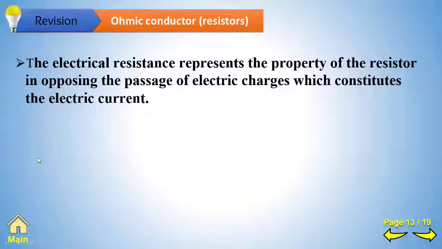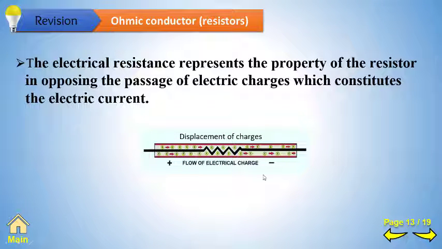The electrical resistance represents the property of the resistor in opposing the passage of electric charges, which constitutes the electric current. You can notice in the figure, in the presence of a resistor, this resistor resists or reduces the flow of electric current through the wire.